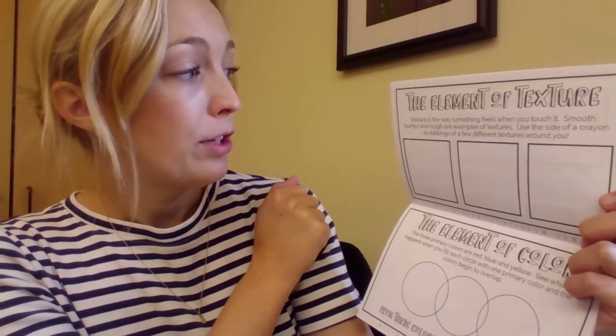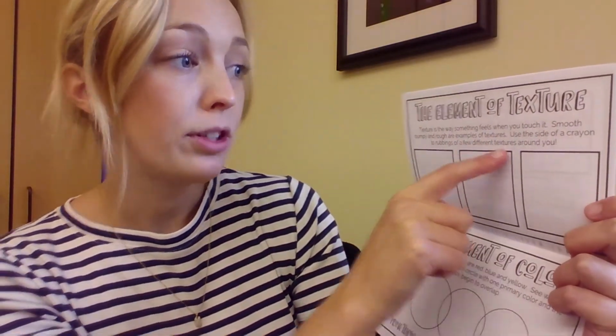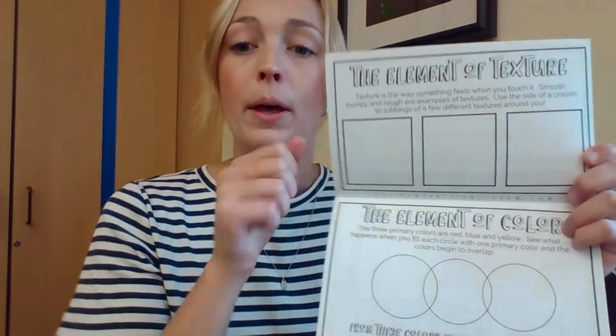Texture is the way something feels when you touch it. Smooth, bumpy, and rough are examples of different types of textures. Use the side of a crayon to rub a few different textures around you. So texture is something that we can feel usually, but when we're talking about it in art, we can't necessarily always feel it. So sometimes we need to draw it to show what something looks like. So you're going to use these 3 boxes to show different types of texture.